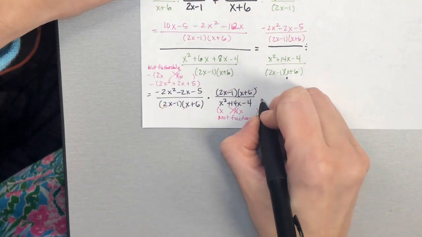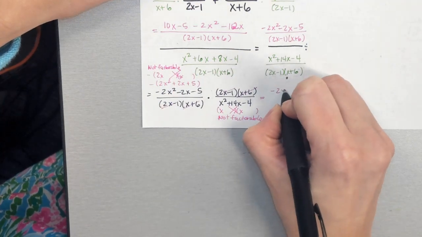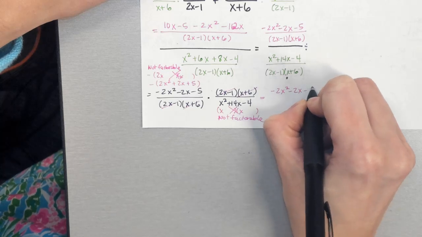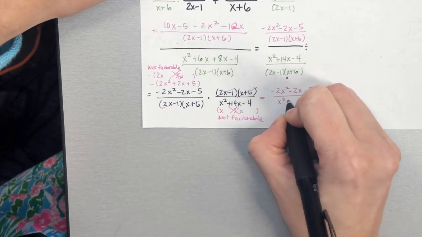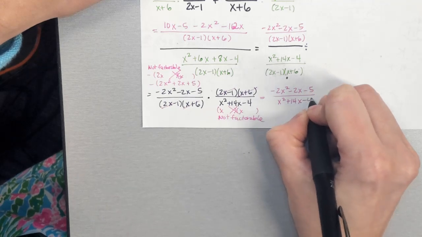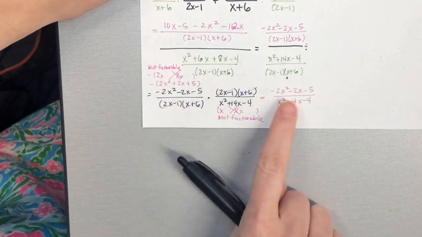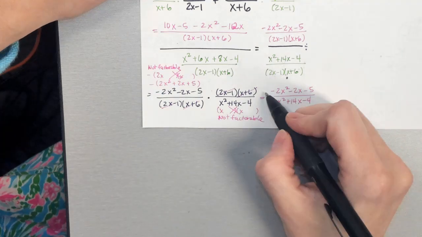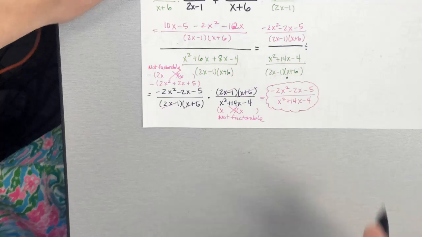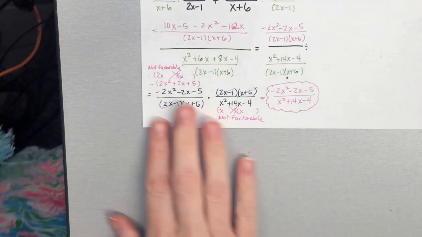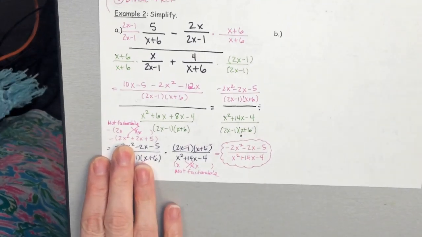Which means your final answer is negative 2x squared minus 2x minus 5 over x squared plus 14x minus 4. And if you wanted to leave like the numerator with the negative factor out, that would be fine. You just don't have to if it's the negative 1. Okay, any other GCF, you are going to want to make sure you take that out.